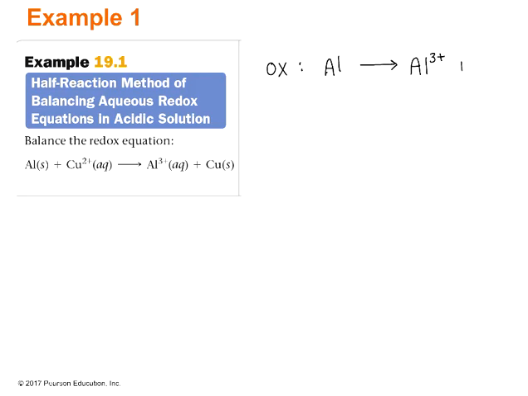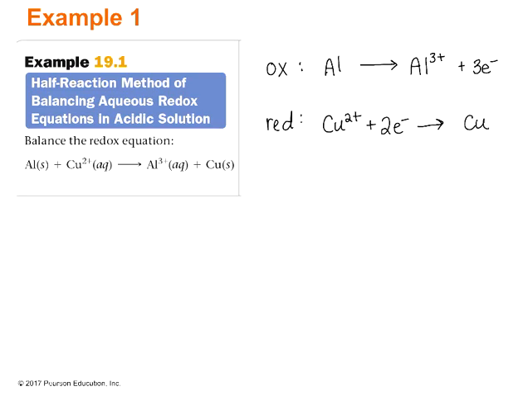So we're just balancing that positive charge on aluminum with 3 electrons. And now for the reduction reaction, where copper 2+ is going to gain electrons. So how many electrons does copper need to gain in order to become a neutral element? 2, because we want the positive and the negative charges to balance, right? So we want them to add up to 0.